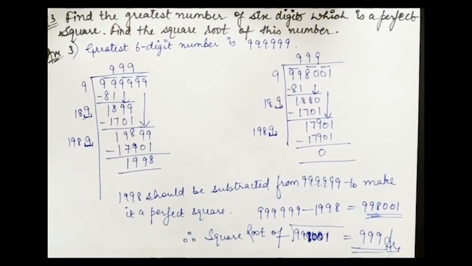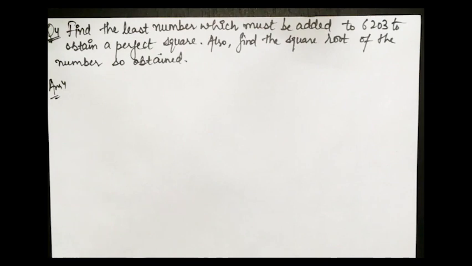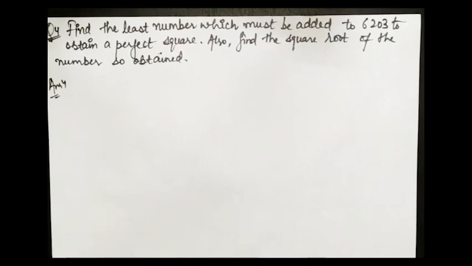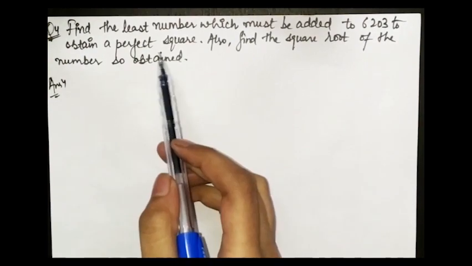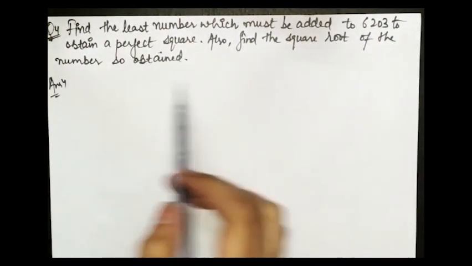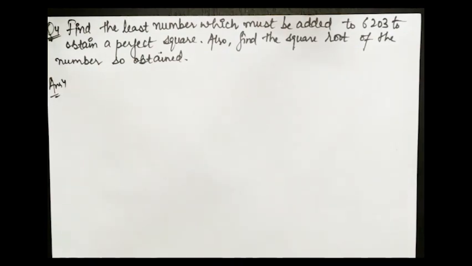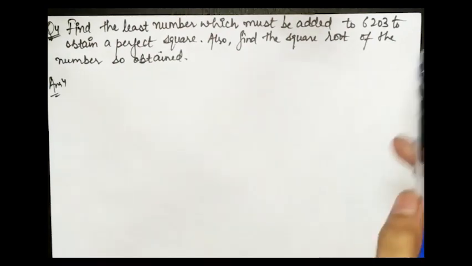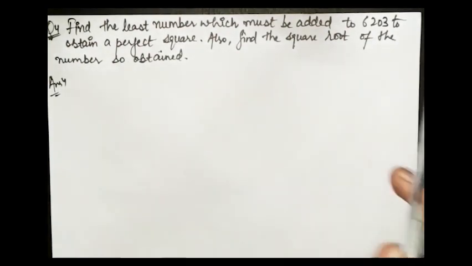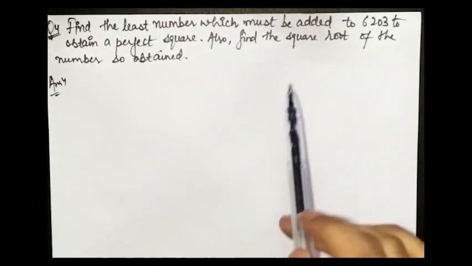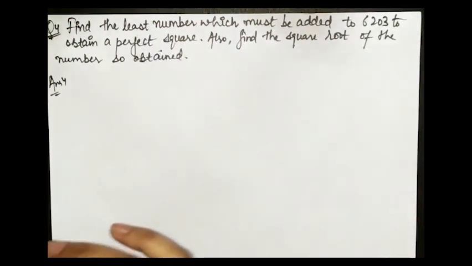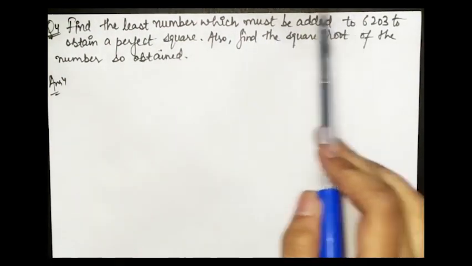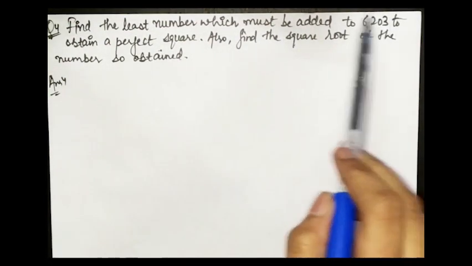Now the fourth question is saying: find the least number which must be added to 6203 to obtain a perfect square. Also find the square root of the number so obtained. So I think this question has already come, that is question number 2. But there is a difference, that in that it is written must be subtracted, and here it is written must be added.